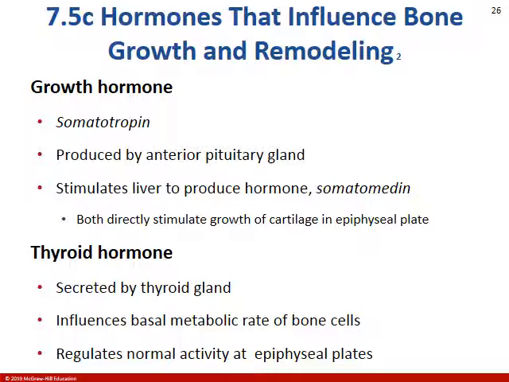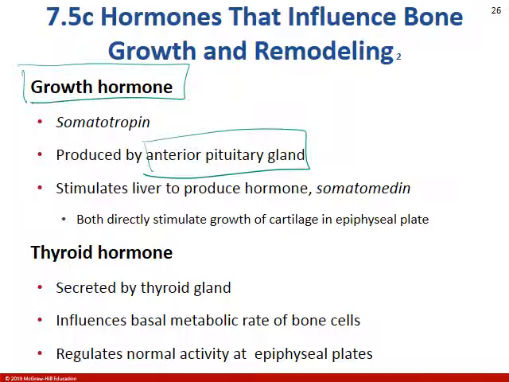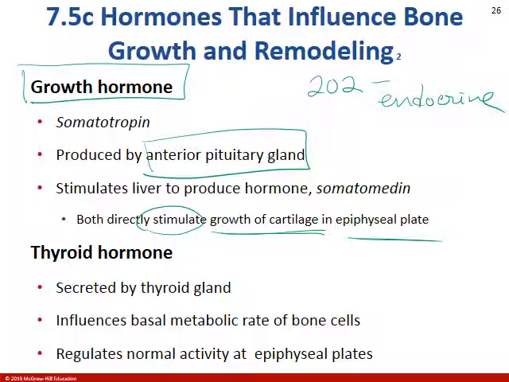I don't want you to get too hung up on all of the hormones. I just want you to realize that hormones can affect bone growth. So we have a hormone called growth hormone. It's secreted from the anterior pituitary. We're going to talk about this in the second half of this course when we get to the endocrine chapter. So growth hormone directly stimulates cartilage in the epiphyseal plate. It's basically what tells the cartilage to divide.